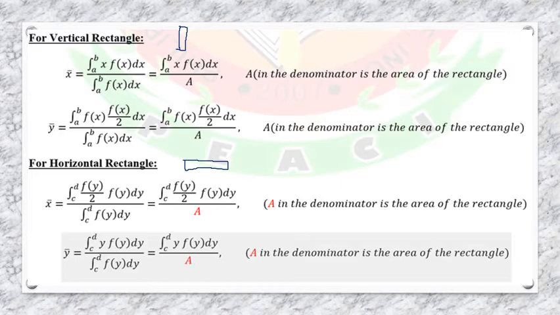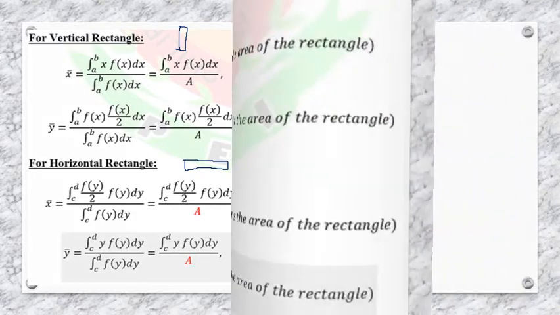So x bar is magiging integral of f of y over 2 times f of y dy, evaluated from c to d. So, di ba magkaiba sila in terms of variable, y ito? All over A, where A is the area of the rectangle. And then y bar naman, integral of y times f of y dy over A. A is the area of the rectangle.